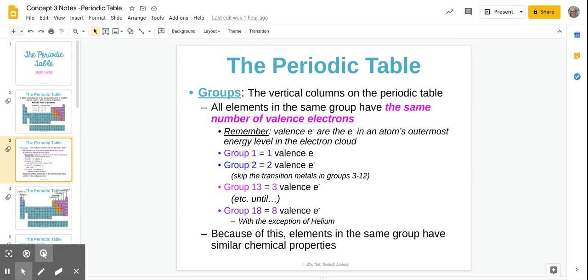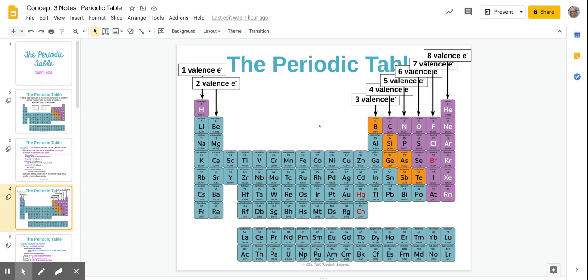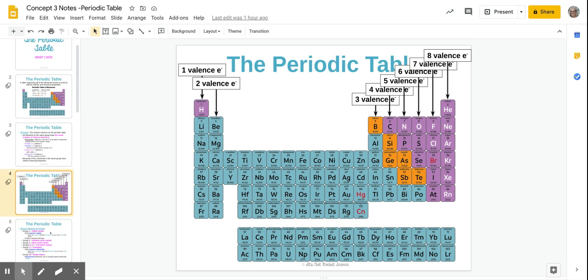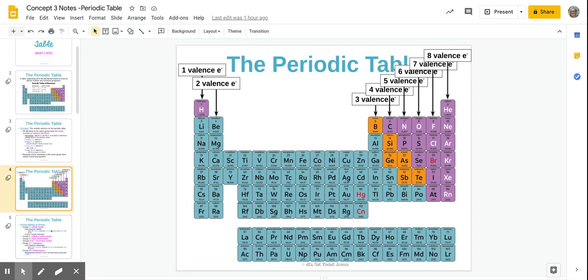The very last column, they are stable. They do not want to make any compounds because 8 is sort of the magic number. They're stable if you have 8 valence electrons in the outermost energy shell. And if you're in the same group, the same column, you have the same properties. So the number with the letter A tells you valence electrons. Very, very important. What we do tomorrow, you'll need to use that.